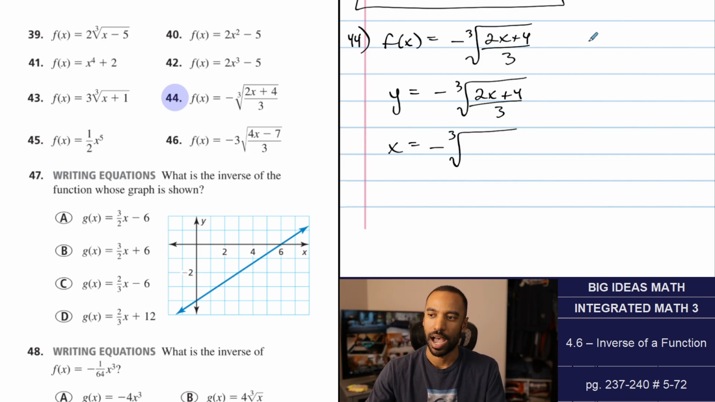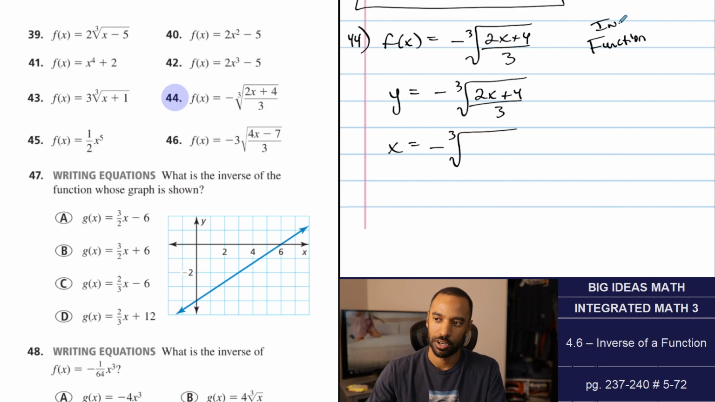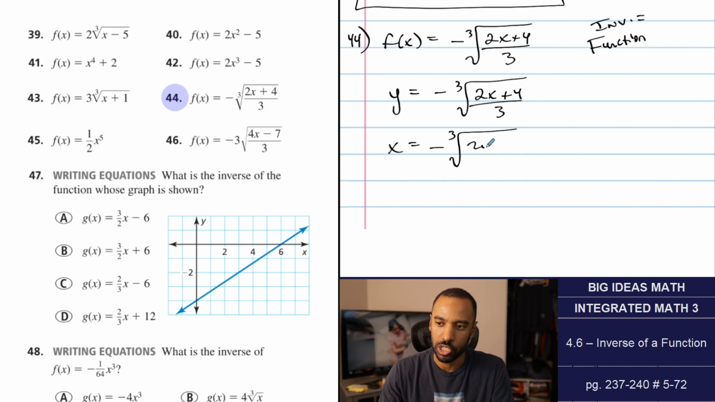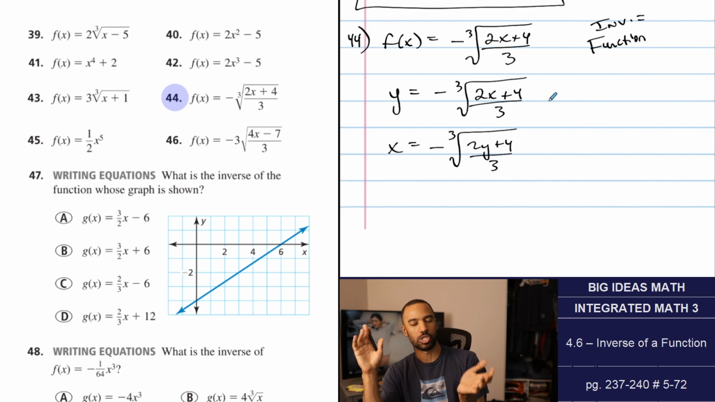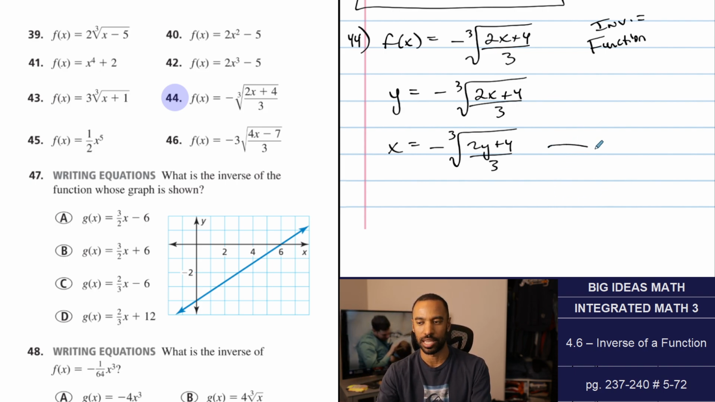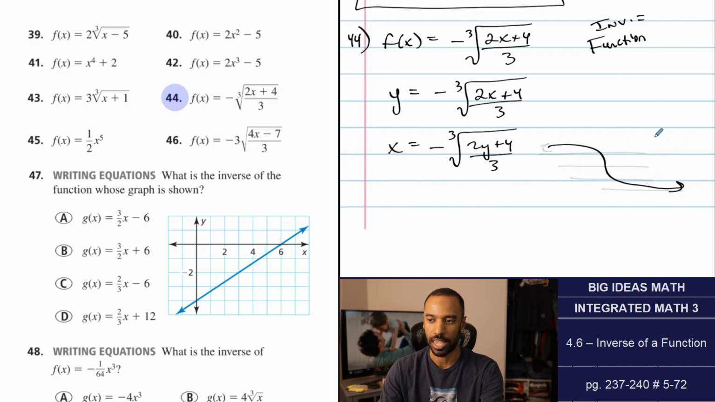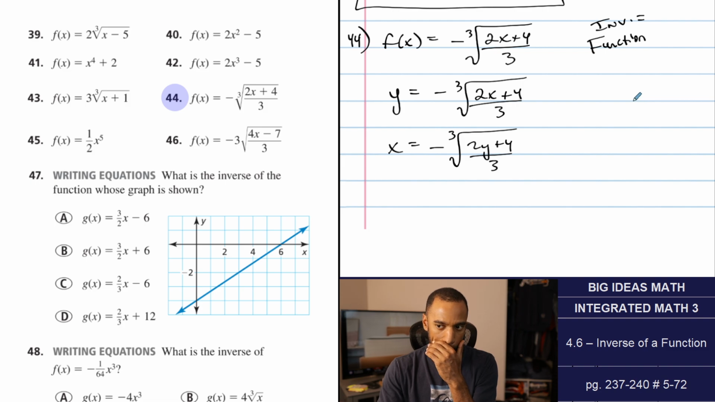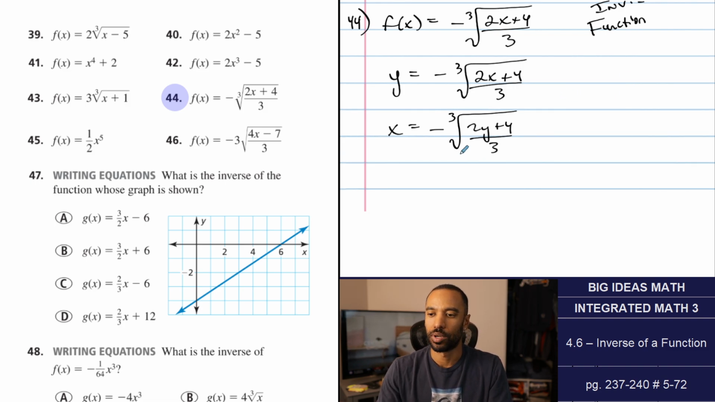Now, first of all, I believe the inverse of this is going to be a function. Inverse is a function. Okay, now I'm swapping x and y. The reason why I believe it to be the case is because there's nothing barricading it from being a normal kind of cube root graph that we'd see. It's a negative one, but it passes the horizontal line test just like any other one we'd be looking at. Okay, so from here, let's do a couple things.